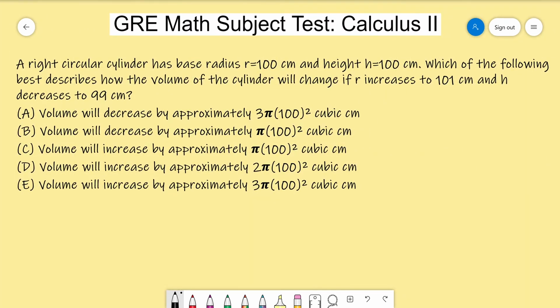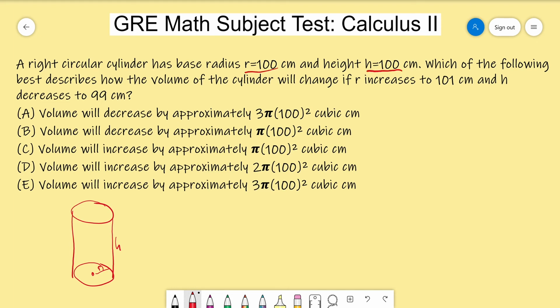So in this question, we're told that there's a right circular cylinder. Remember, a right circular cylinder has a base that's a circle, and the top is also a circle, and it looks like that. The radius is r, and the height is h. In our case, r is 100, and h is also 100 centimeters.